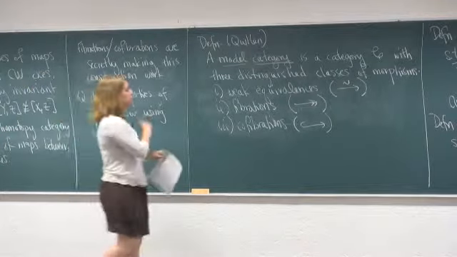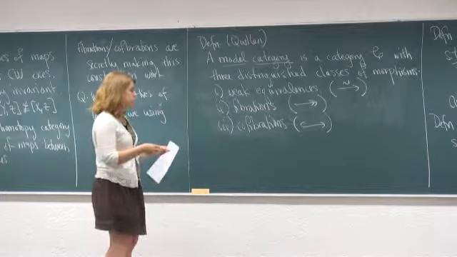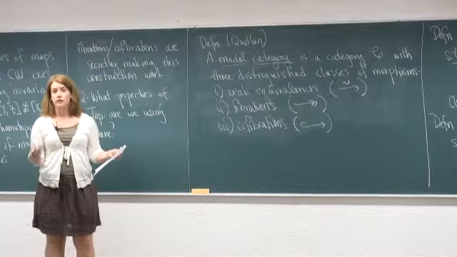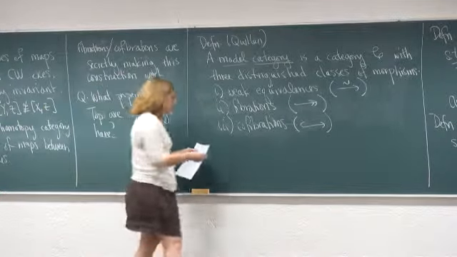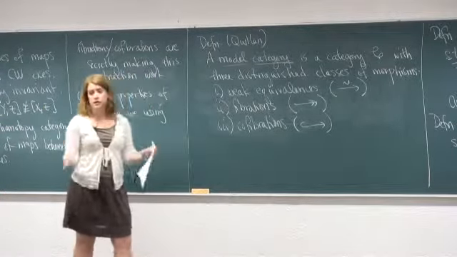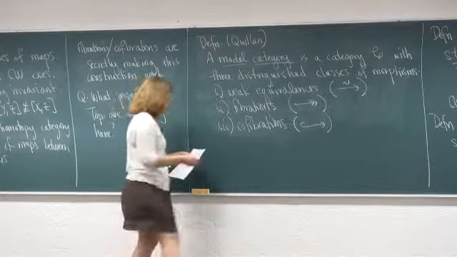And these classes need to have some properties. They each need to contain all the identities, so every identity map needs to be a weak equivalence, a fibration, and a cofibration. And they all need to be closed under composition. So if I compose two fibrations, I want to get another fibration.